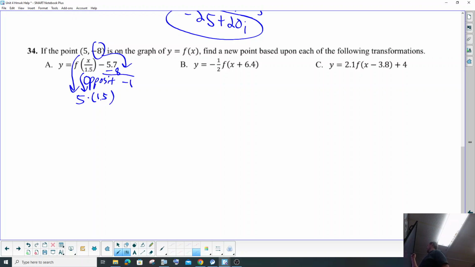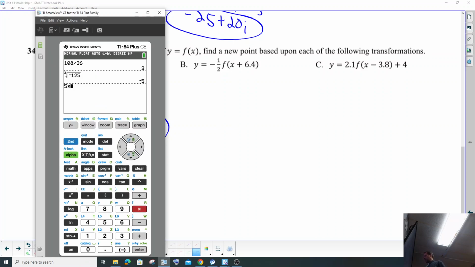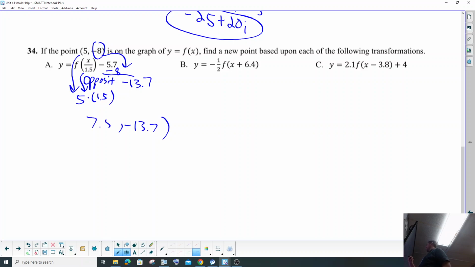And so that's a negative 9, 10, 11, 12, 13.7. So our y value is negative 13.7. And our x value is 5 times 1.5, which is 7.5. Nice.